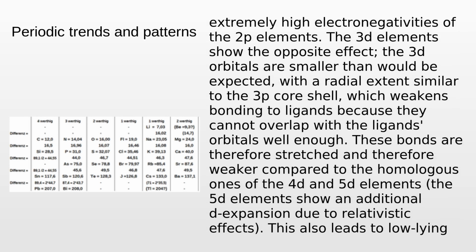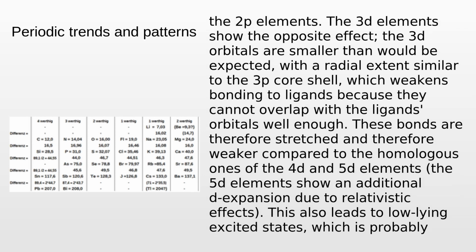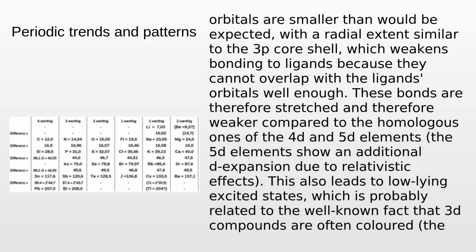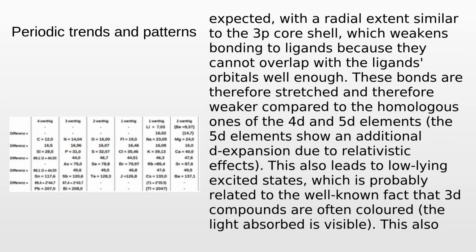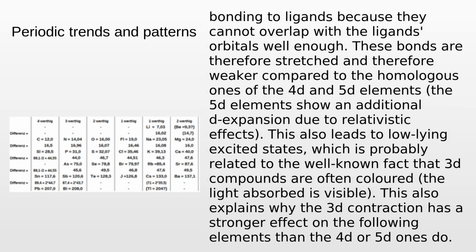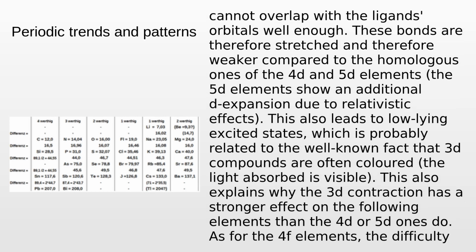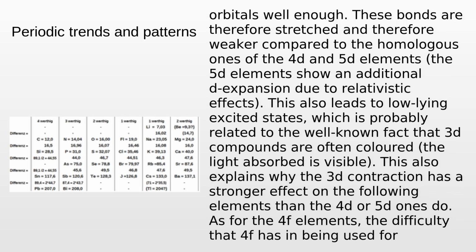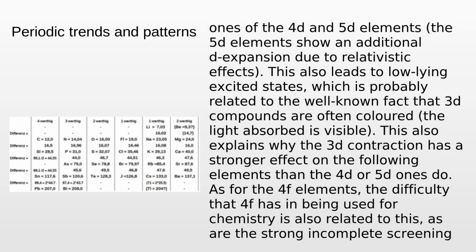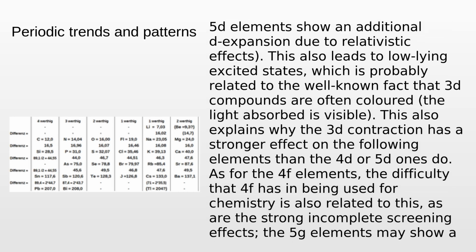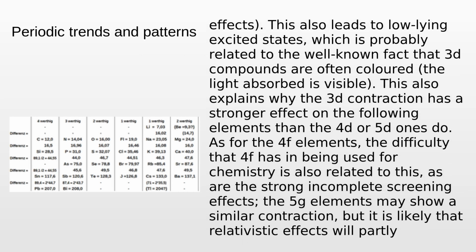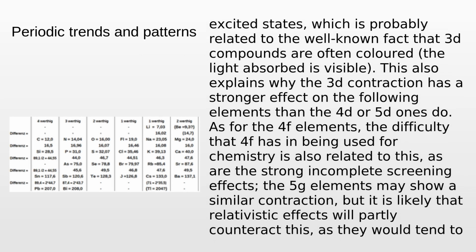The 3d elements show the opposite effect. The 3d orbitals are smaller than would be expected, with a radial extent similar to the 3p core shell, which weakens bonding to ligands because they cannot overlap with the ligands' orbitals well enough. These bonds are therefore stretched and therefore weaker compared to the homologous ones of the 4d and 5d elements. The 5d elements show an additional d expansion due to relativistic effects. This also leads to low-lying excited states, which is probably related to the well-known fact that 3d compounds are often colored. The light absorbed is visible.